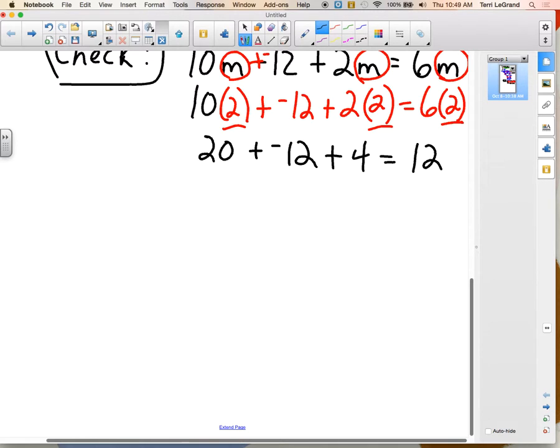18. Positive. 20 No. plus negative 12. Positive 18. Think about it. Did you have $20 and you give 12 of it away? How much money would you have? You'd have $8 left, wouldn't you? So 20 plus negative 12 becomes the 8. And everybody should be doing this. And now we have 8 plus 4, which is 12.